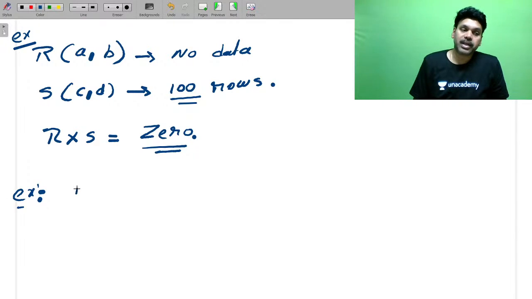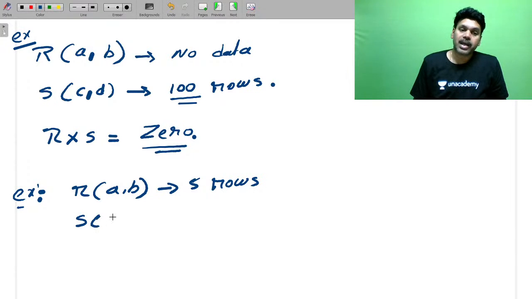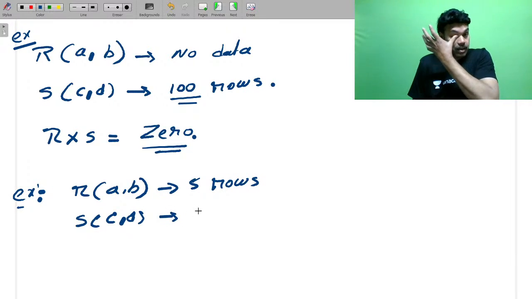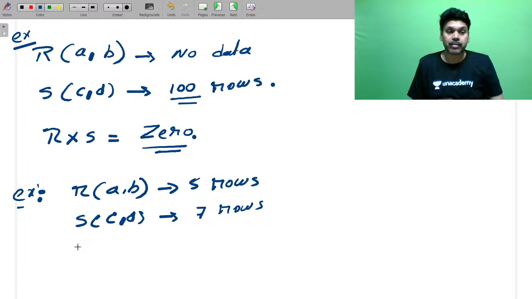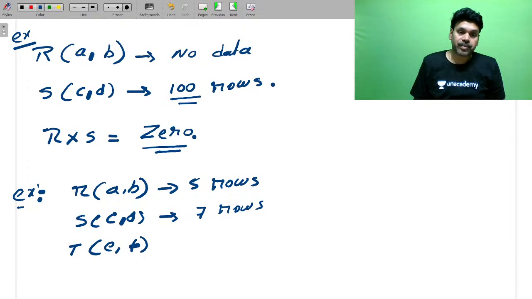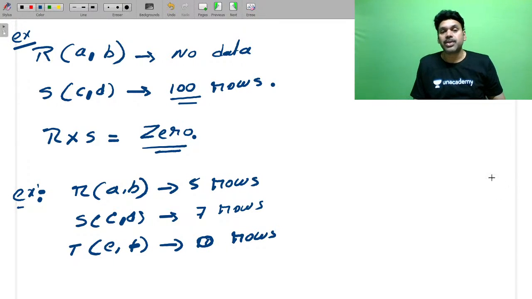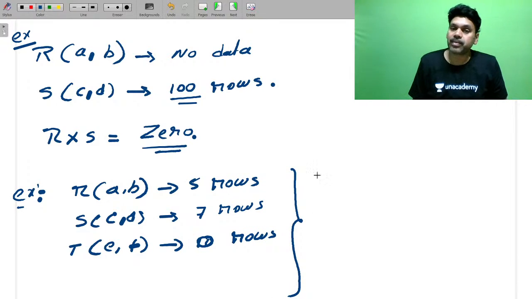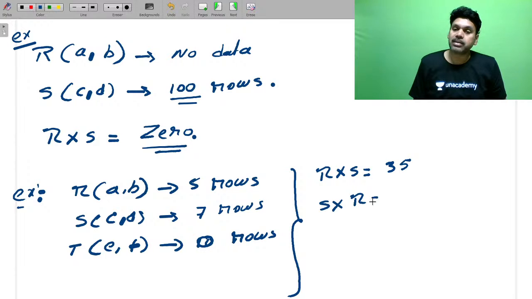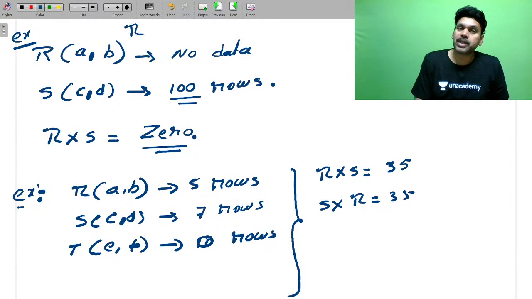And another example: R with A, B with 5 rows, S with C, D with 7 rows, T with E, F with 0 rows. I want to ask you 2 questions. This is how you will see the question in the exam. What is R cross product S? It is 35. What is S cross product R? It is 35. Reverse also you can write. That's why it is commutative. R cross S is equal to S cross R.